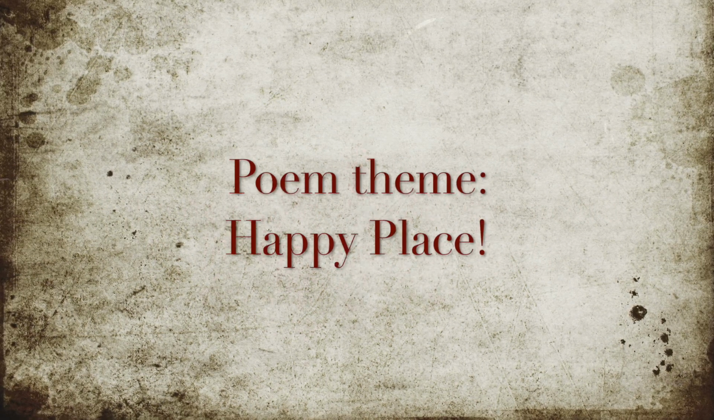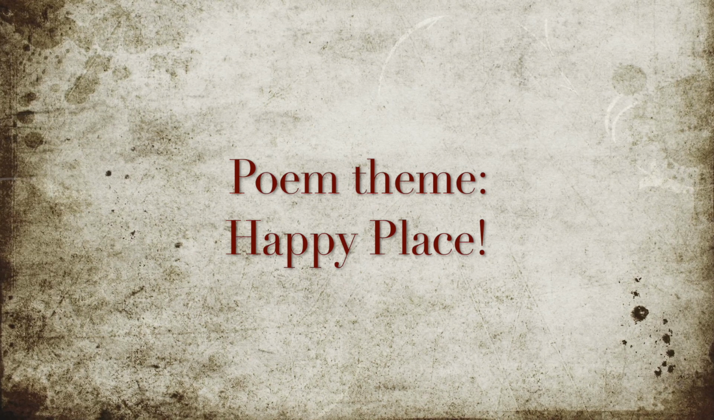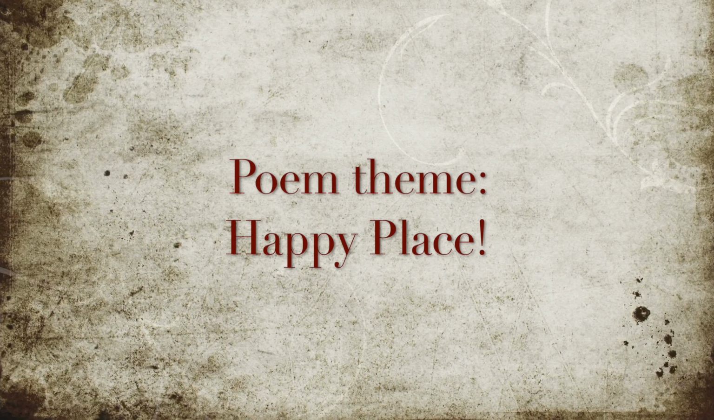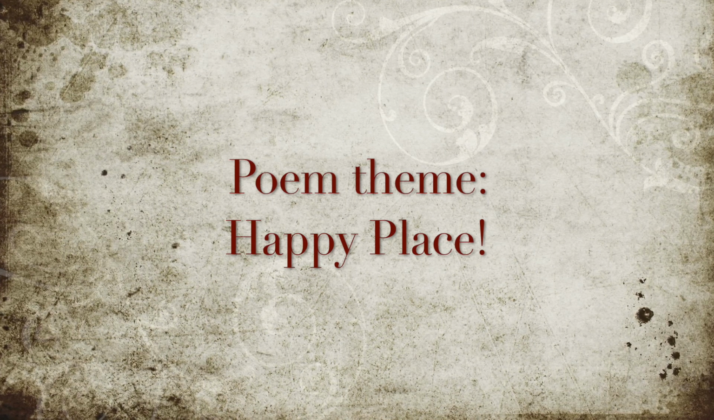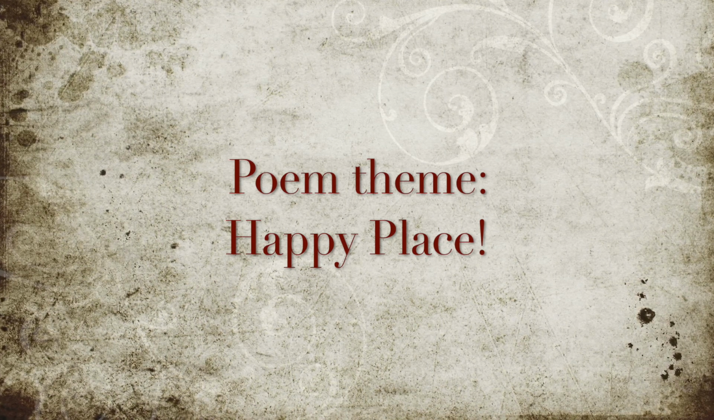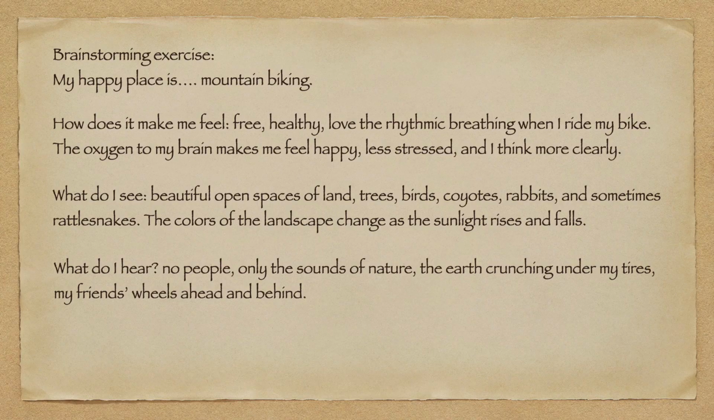Now, to create a poem, we have to come up with a theme. Our theme today is going to be our happy place. Where is that place you like to be or the thing you like to do? And we're going to brainstorm on that. Please take out one of those 3 sheets of paper and write at the top of it, "my happy place is," and then you fill in the blank. For me, my happy place is when I'm mountain biking.